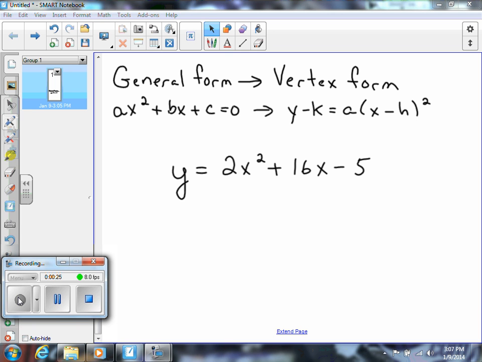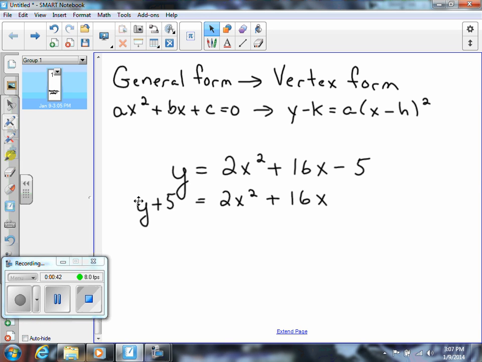The first step is moving that 5 over to the other side. So I have what looks like my y minus k set up on that side. My formula hasn't changed. Everything is still the same, and that's important. We can't change the equation.